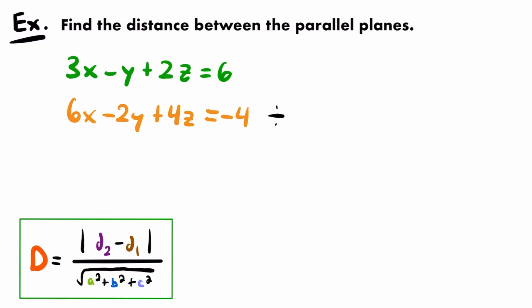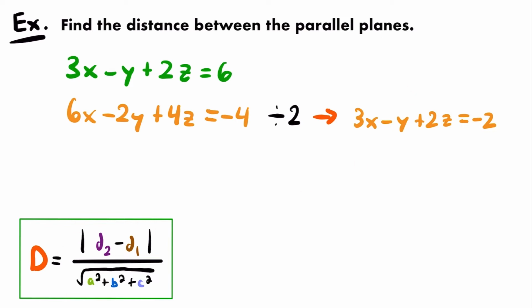And so if we divide that equation by 2, that will give us the following equation of 3x minus y plus 2z equals -2. And now notice that the values of a, b, and c, or the coefficients of x, y, and z in these two plane equations now match up. They are the same. We have 3 in front of x, -1 in front of y, and +2 in front of z. All right, and so now that those coefficients match up, where the values of a, b, and c are the same, we can use these two constant values of d in this formula.